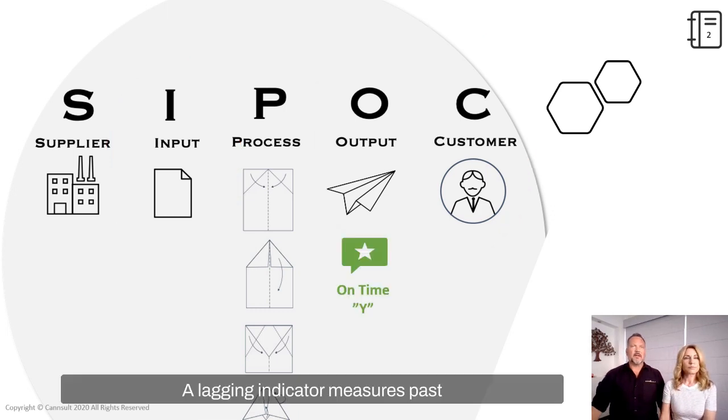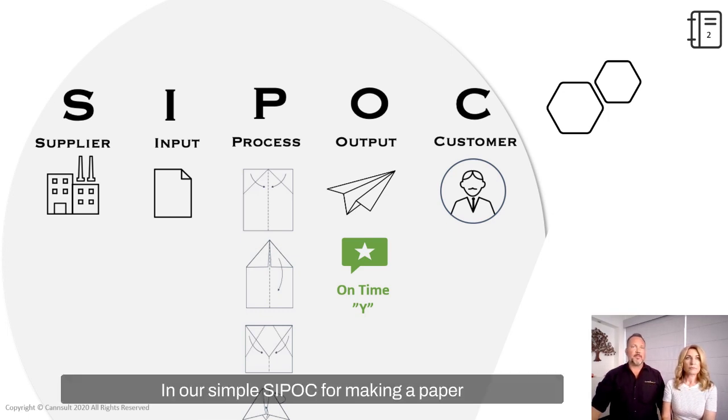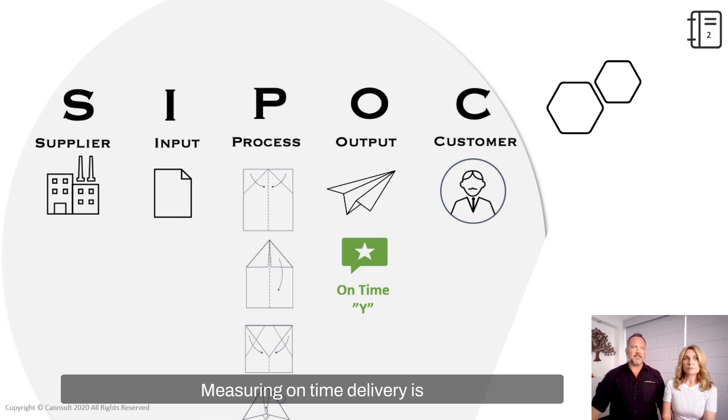A lagging indicator measures past performance or output results. These are measures such as on time, quality, and profitability. In our simple SIPOC for making a paper airplane, this project is focused on increasing the number of airplanes delivered on time. Measuring on-time delivery is a measure of past performance, a lagging indicator.